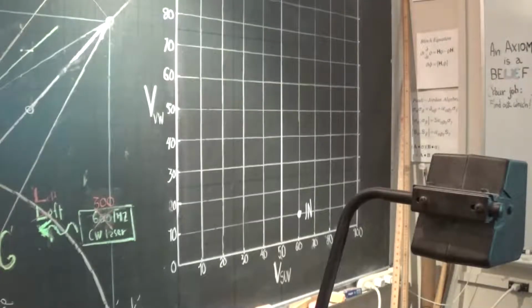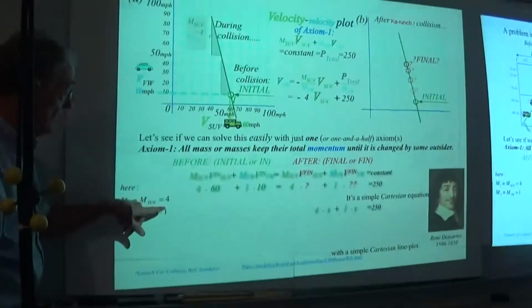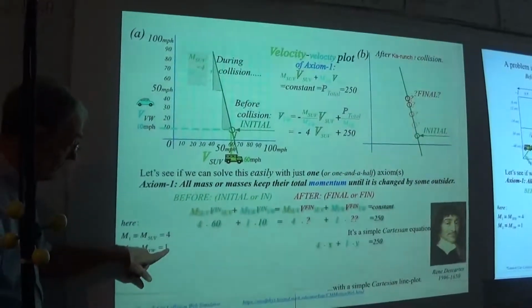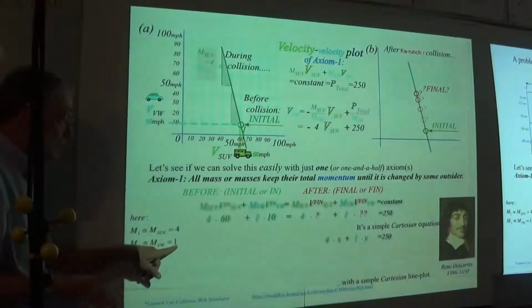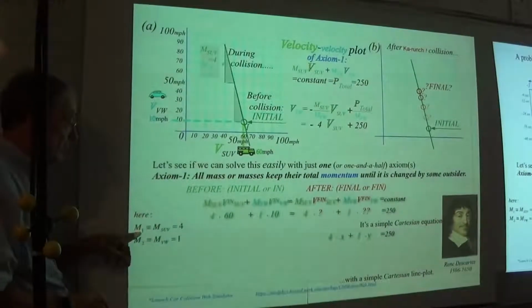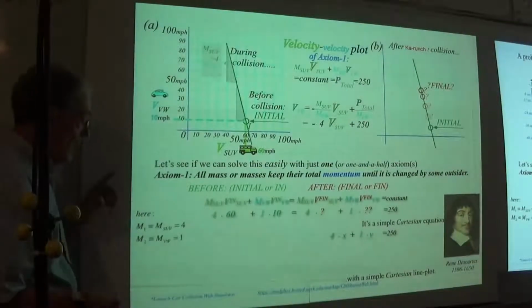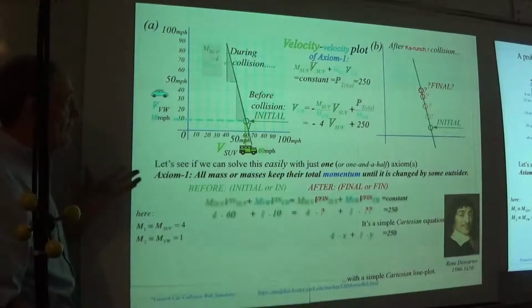This right here with the mass of VW, and don't forget at all times here the mass of VW is 1 unit, whatever unit. We're not being careful about MKS units here. Say 1 ton, and the SUV is 4 tons. Okay.